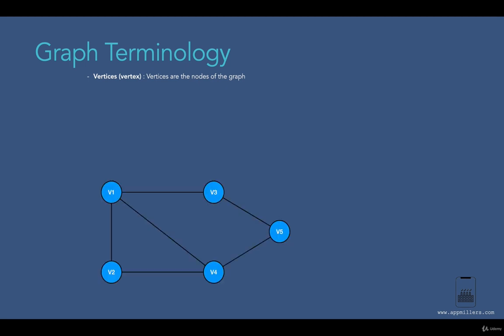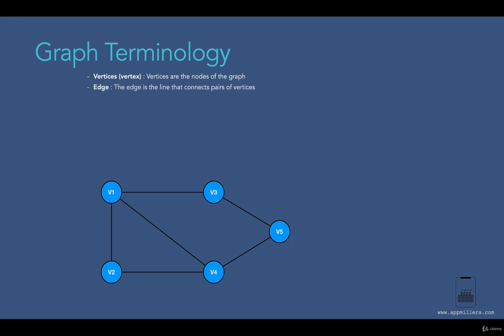So if you look at this graph over here, we can easily see that these nodes over here are called vertices. So in this case, in our graph, we have 5 vertices over here. So basically when we are discussing the example in our previous lecture, these are representing the cities from our previous example. Now the next terminology is edge.